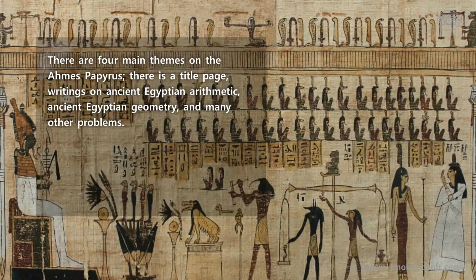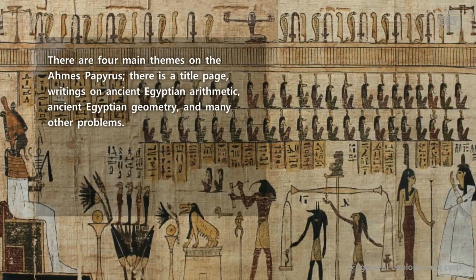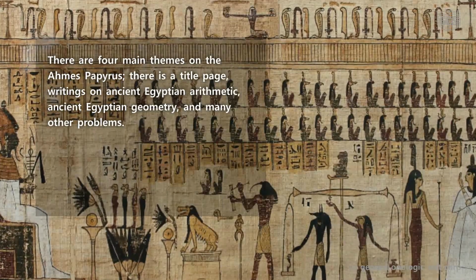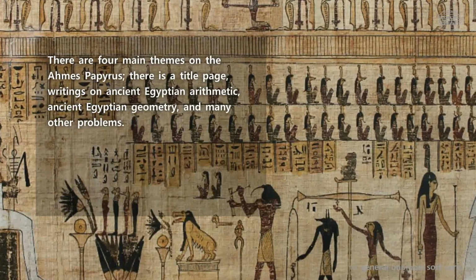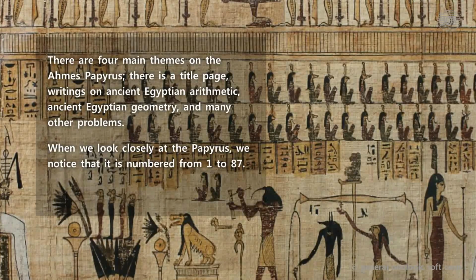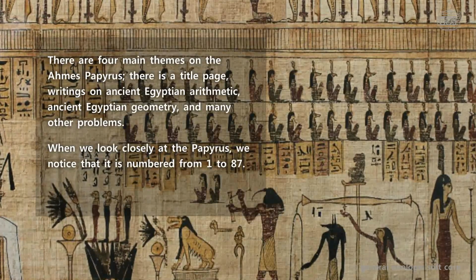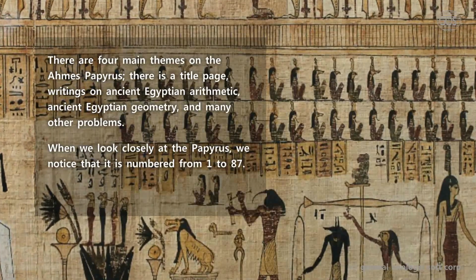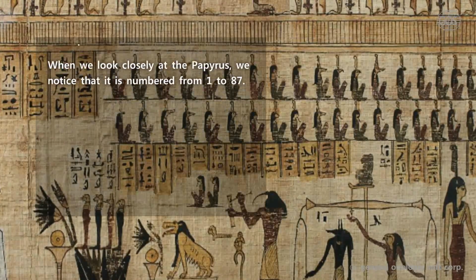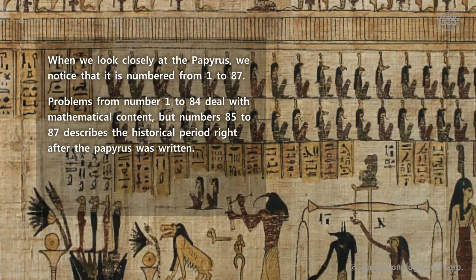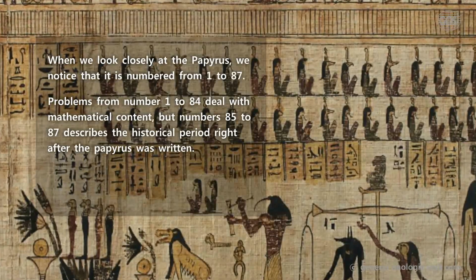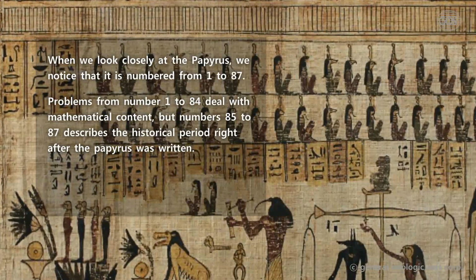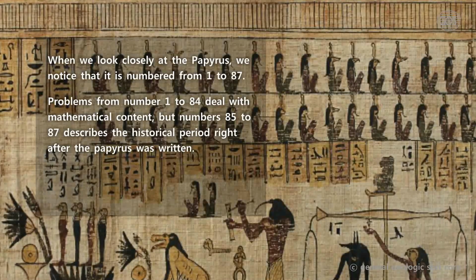There are 4 main themes on the Eames Papyrus. There is a title page, writings on the ancient Egyptian arithmetic, ancient Egyptian geometry, and many other problems. When we look closely at the papyrus, we notice that it is numbered from 1 to 87. Problems from number 1 to 84 deal with mathematical content, but numbers 85 to 87 describe the historical period right after the papyrus was written.